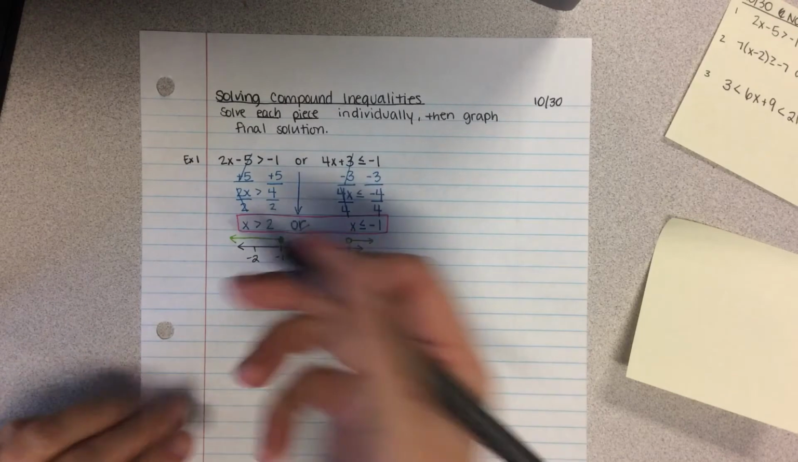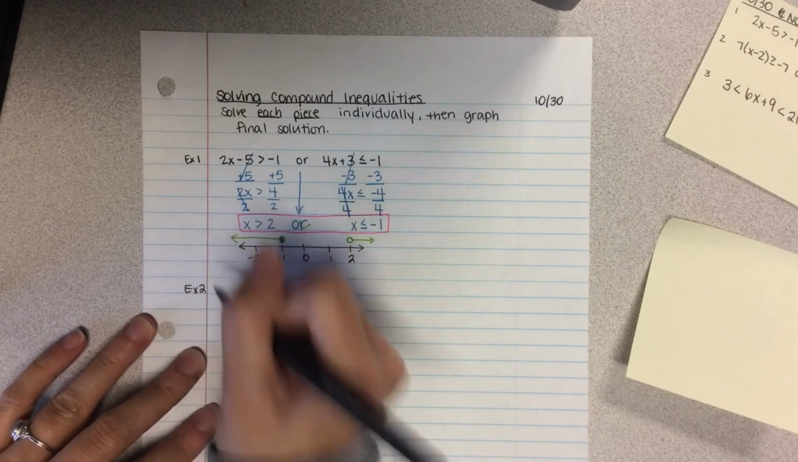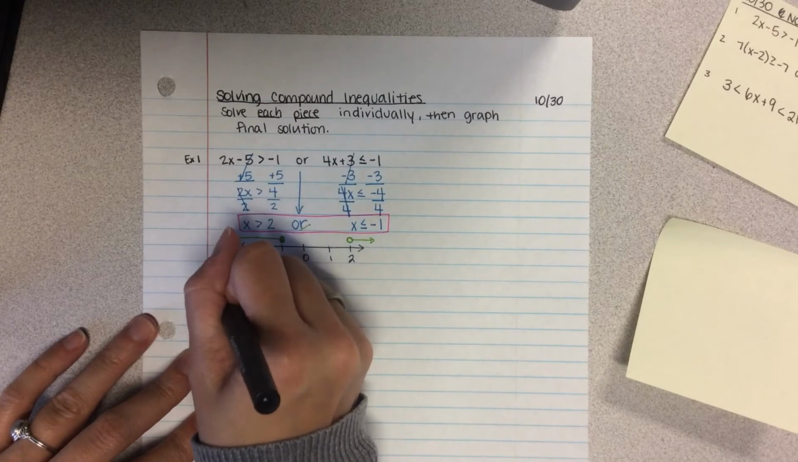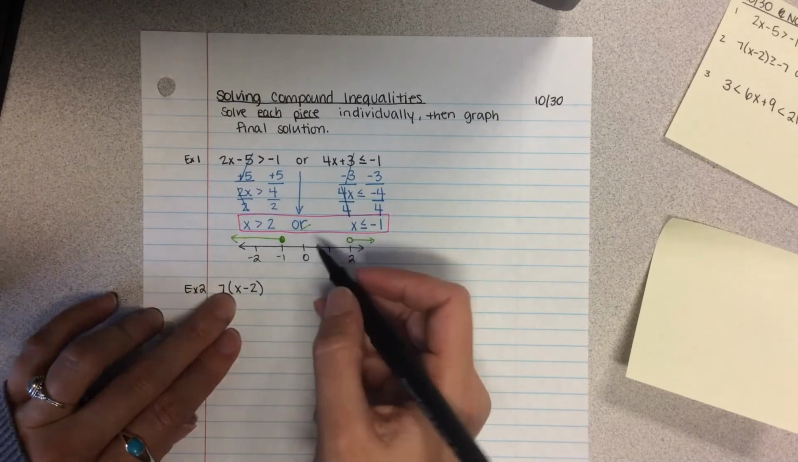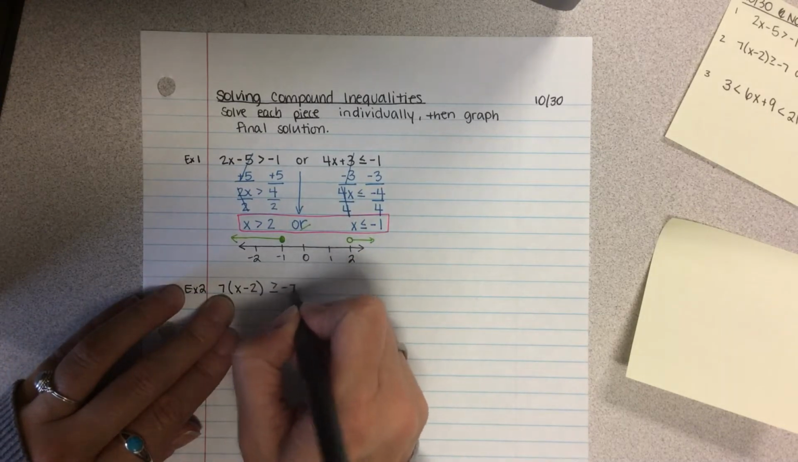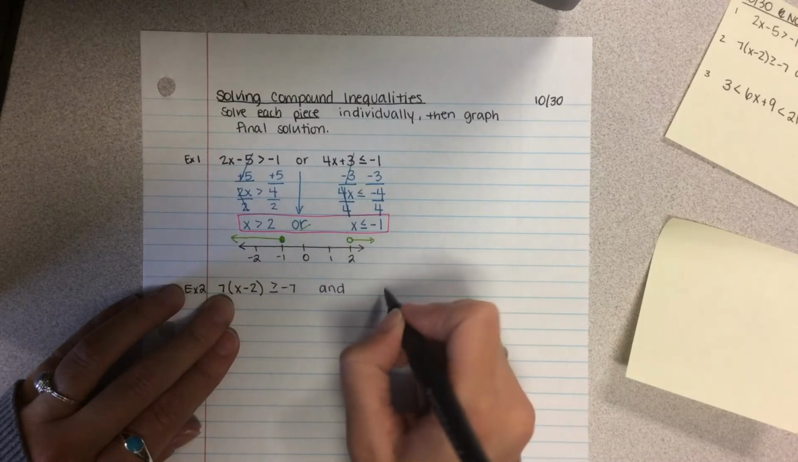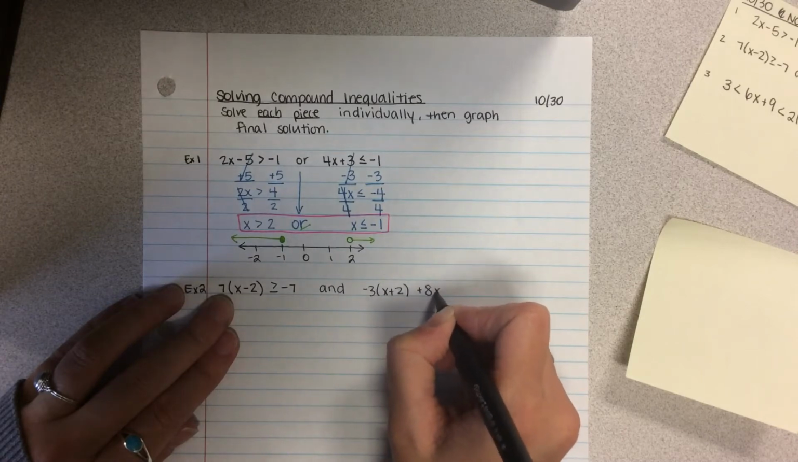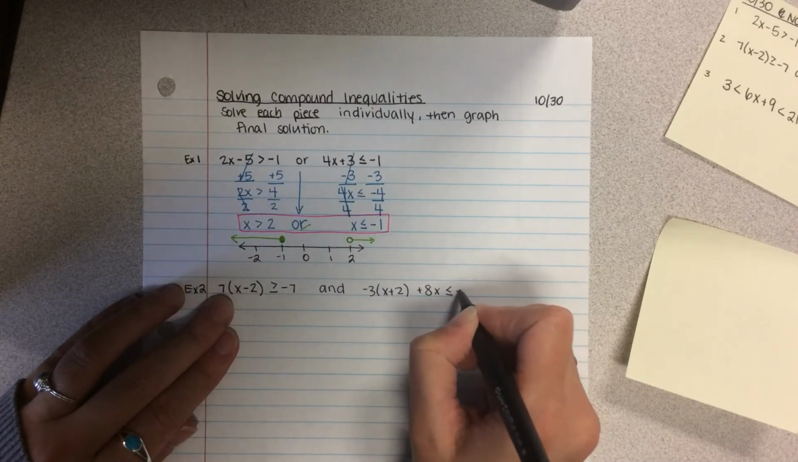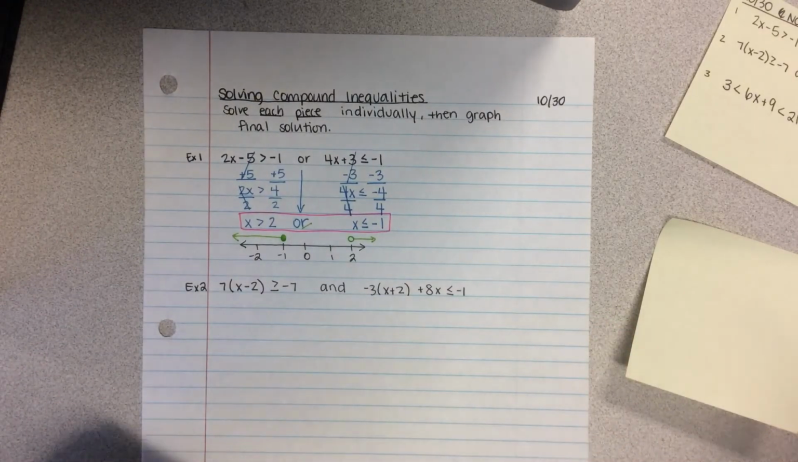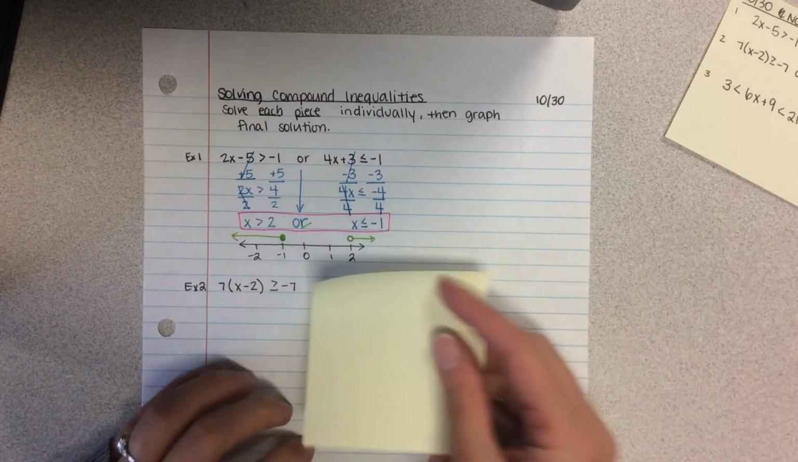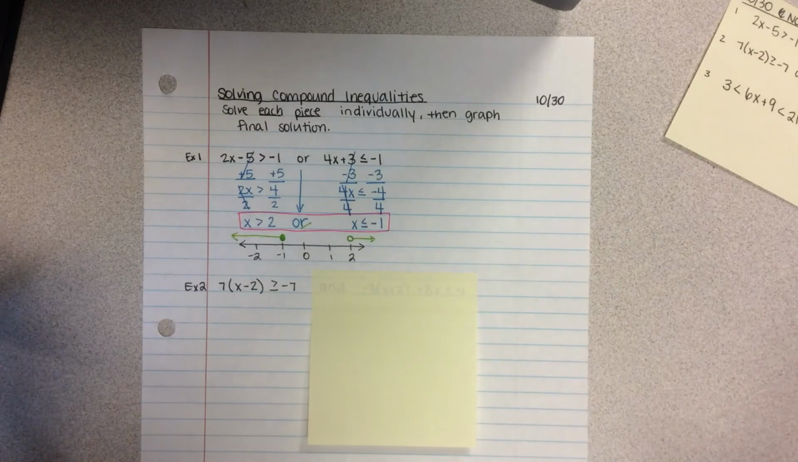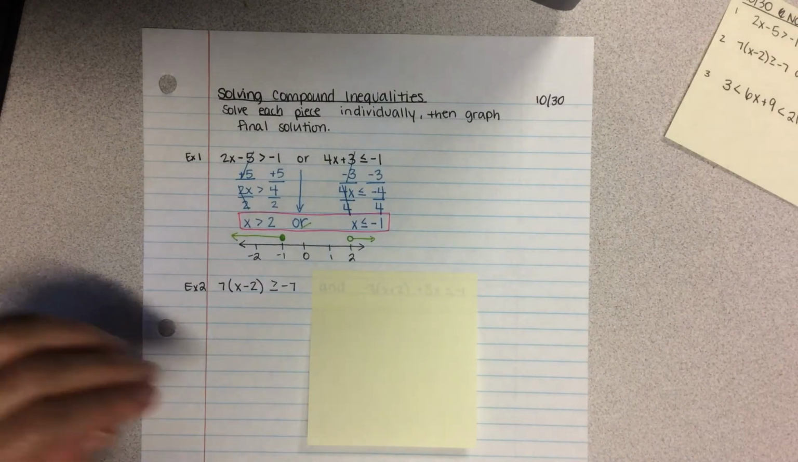Okay, let's try example number 2. This time we're going to do an and statement. So I have 7 times the quantity x minus 2 is greater than or equal to -7, and -3 times x plus 2 and then plus 8x is less than or equal to -1. I like to write these pretty spaced out, as you can see, so that when I cover things up to solve them, they're written far enough apart that I'm not getting confused and trying to solve things all together.